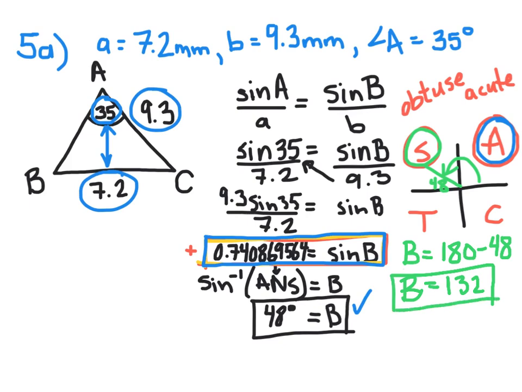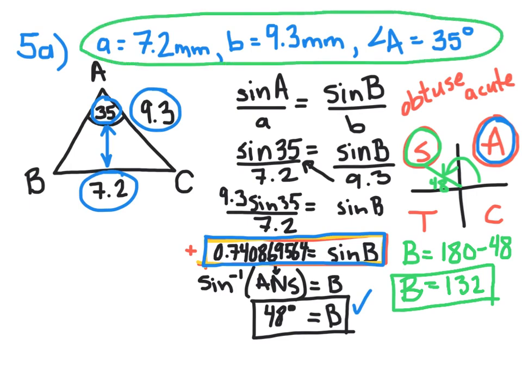Now I have to see if both answers make sense in the original triangle. So the original triangle has these measurements right here. Okay, so the first option is that B is 48 degrees. So I'll write B is 48 degrees. All right, so that's the first option. The second option is actually that B is 132 degrees. Does that make sense with the given measurements up here?